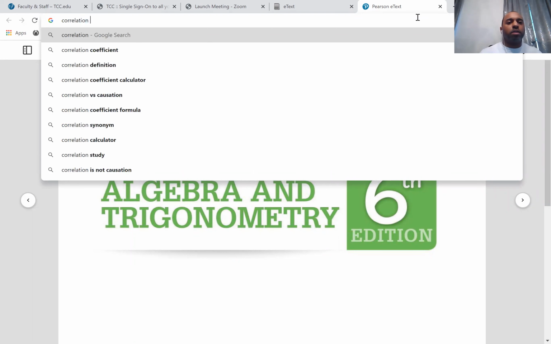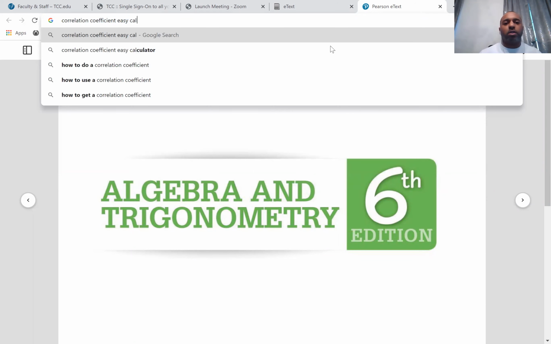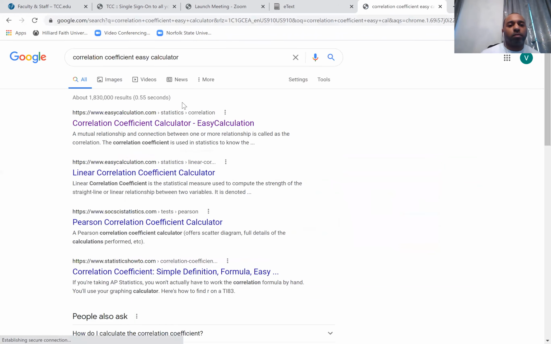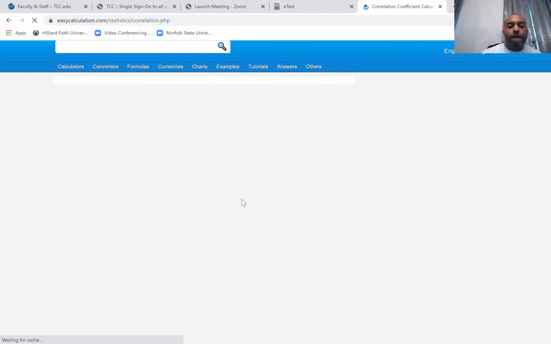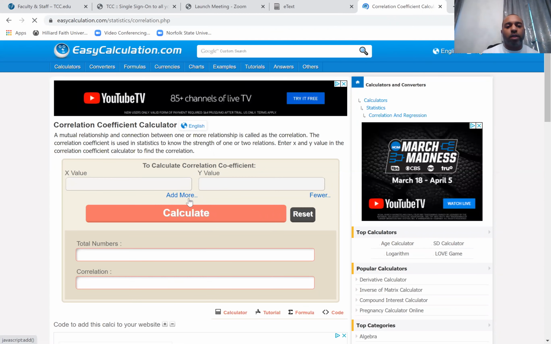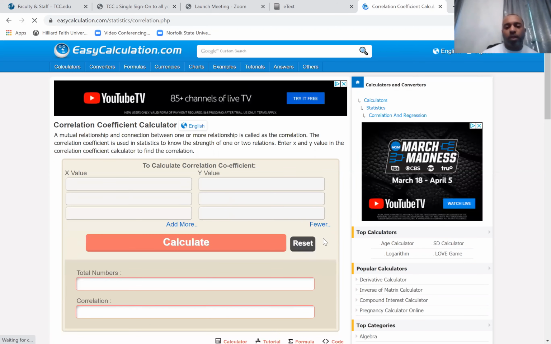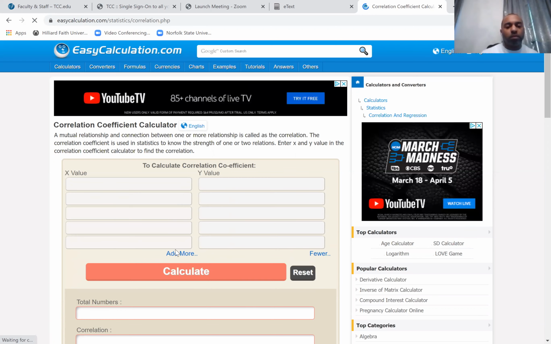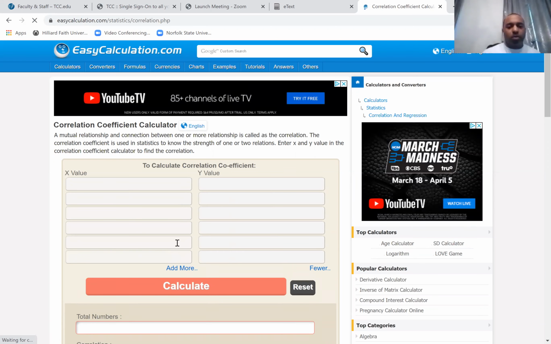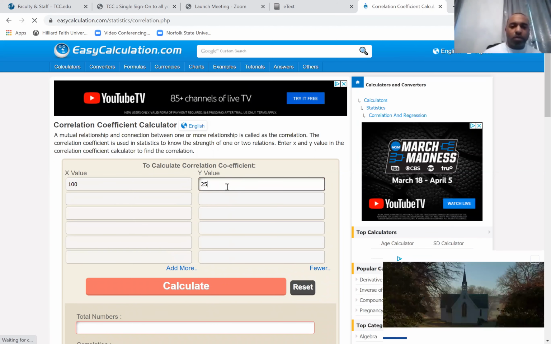correlation coefficient, easy calculator. So correlation coefficient, easycalculation.com is what I would use. Like I said, you don't have to use it. But you see how this one's set up for you. X value is your explanatory. Y value is your response. So you can add rows or take them away. So I've got 100, 257.